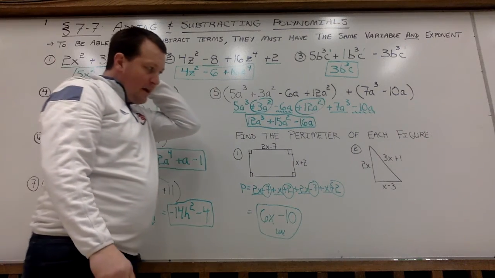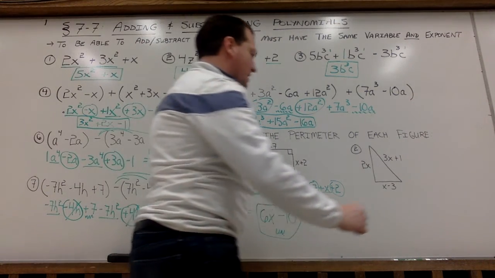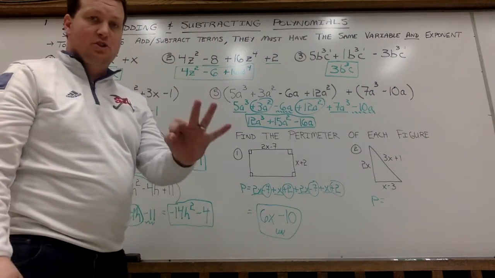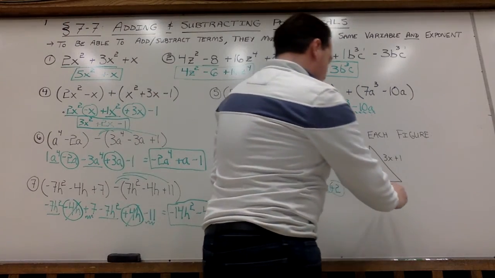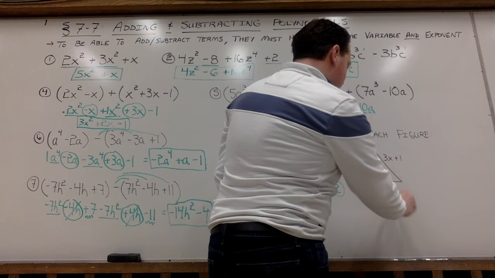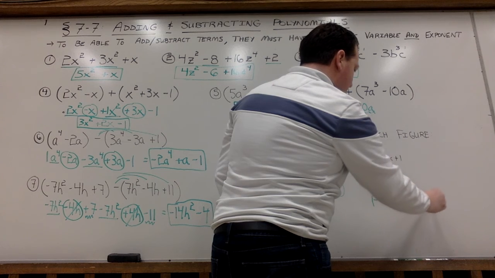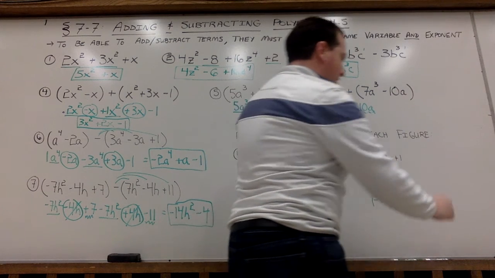And then for a triangle, the process is exactly the same. Here, instead of adding 4 sides together, a triangle has 3. So I'll take the left side, 2x, plus the base here, x minus 3, plus the diagonal side, 3x plus 1.